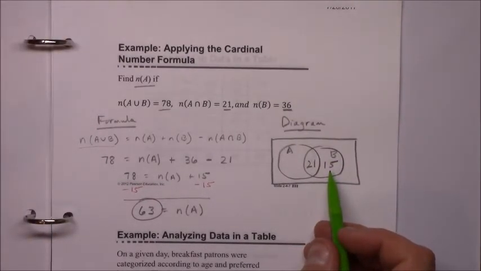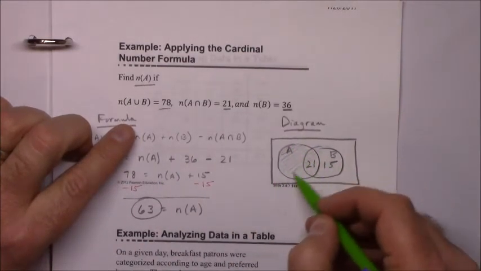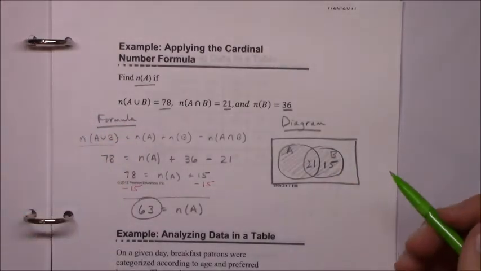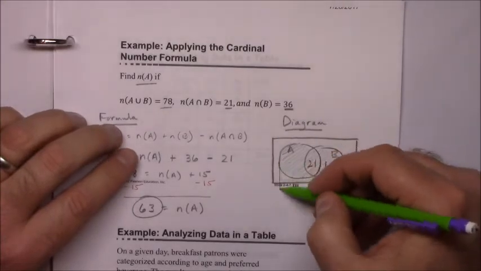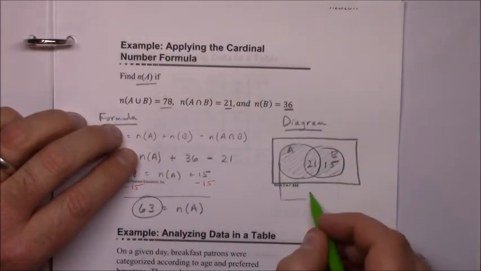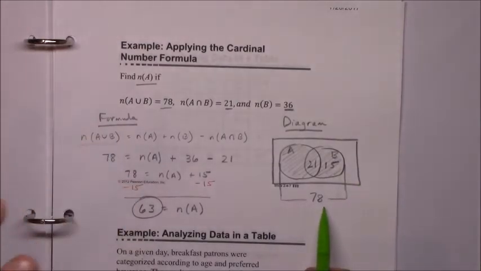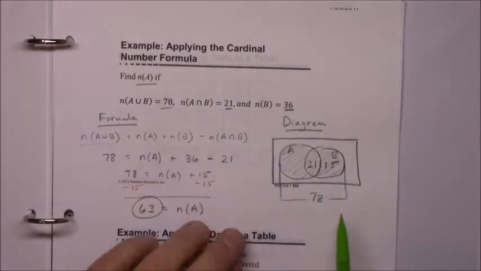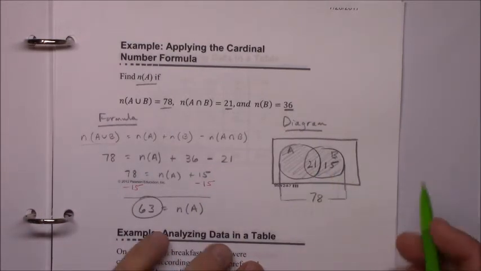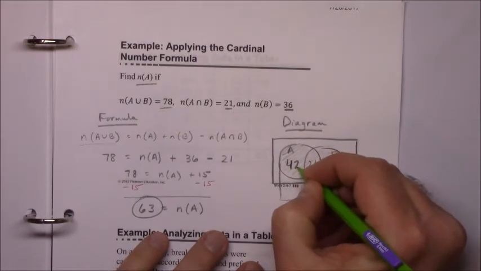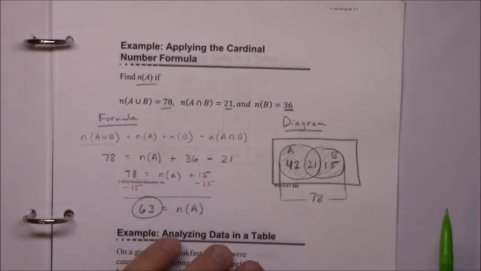We've got one more bit of information, and it tells us that A union B, which is this entire shaded region, has to add up to a total of 78. So if I look here, this entire shaded region has to add up to 78. So simple arithmetic takes 78 minus the 21 minus the 15. That's going to leave you with 42 in this portion, in this region of A.